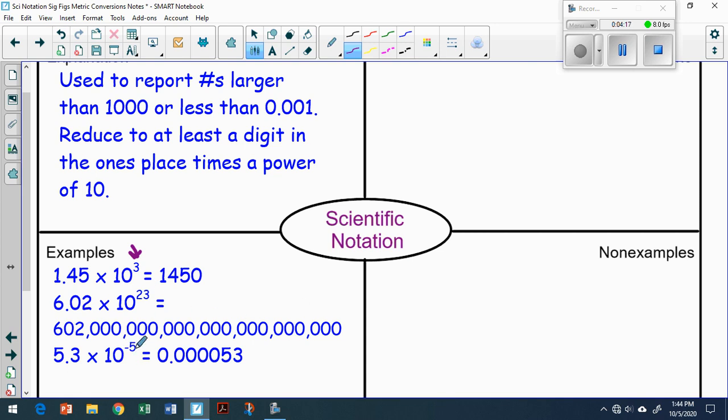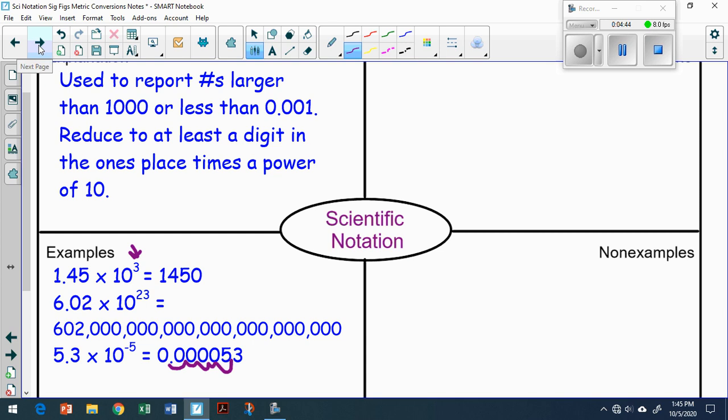Here we see the negative 5, which is an indication that we're dealing with a decimal. Notice it's 1, 2, 3, 4, 5 positions to put the decimal where it is in the scientific notation. So if I'm converting a negative exponent, I need to move so that I get a decimal. If I'm converting a positive, I have a number larger than 1, I move it to the right.